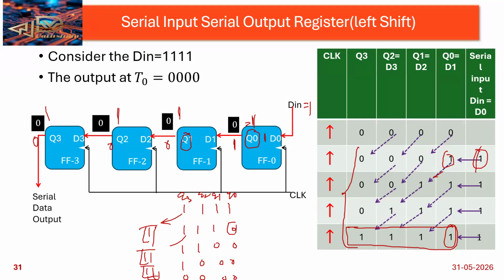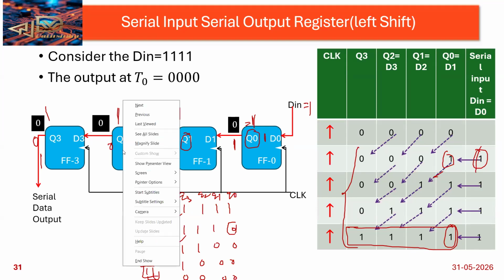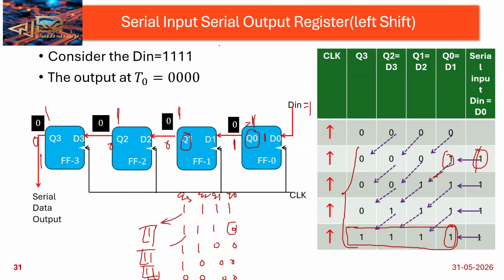Shifting from Q0 to Q3 will take 3 cycles only, no, sir? What I'm saying is 4 cycles only, no, sir? From this shifting, in 1 to Q3, it will take only 4 clock cycles, no, sir?